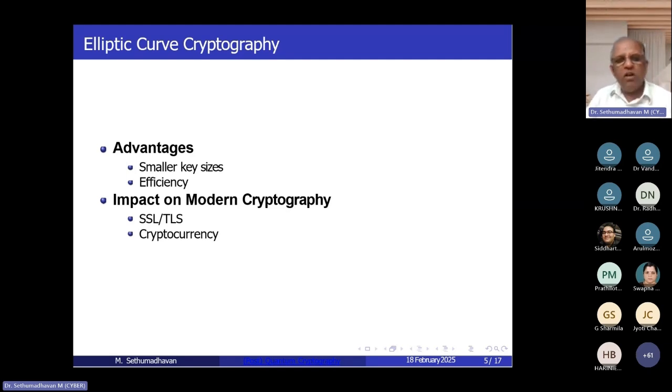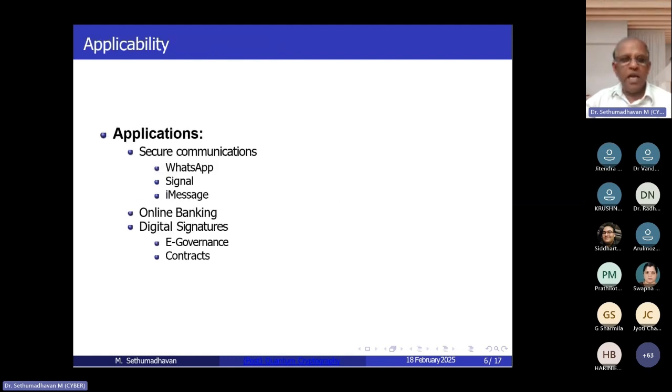So basically, these are all called modern cryptography. This has impact on SSL and TLS communication, internet communication, and also cryptocurrency. As of now, the world is predominantly using AES as well as RSA, elliptical and all. Even in any communication like WhatsApp, the Signal protocol, iMessage, online banking, digital signatures, e-governance, contracts, everywhere these crypto systems are used. These are all well studied.